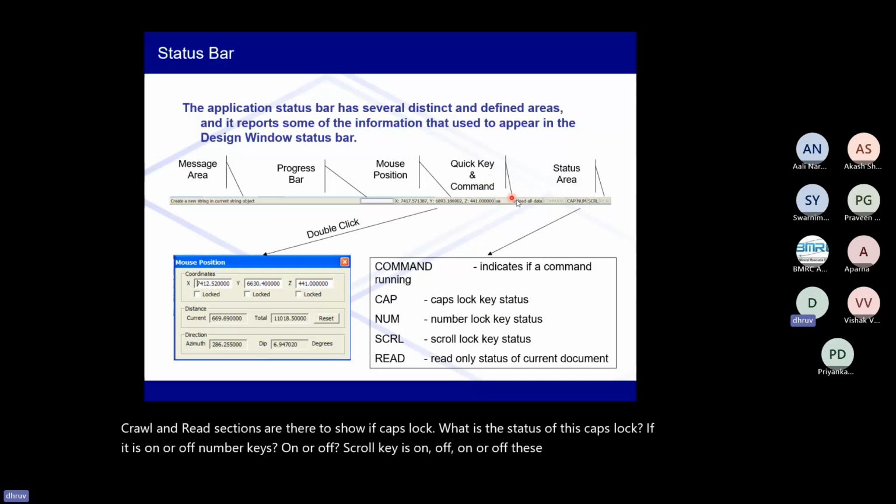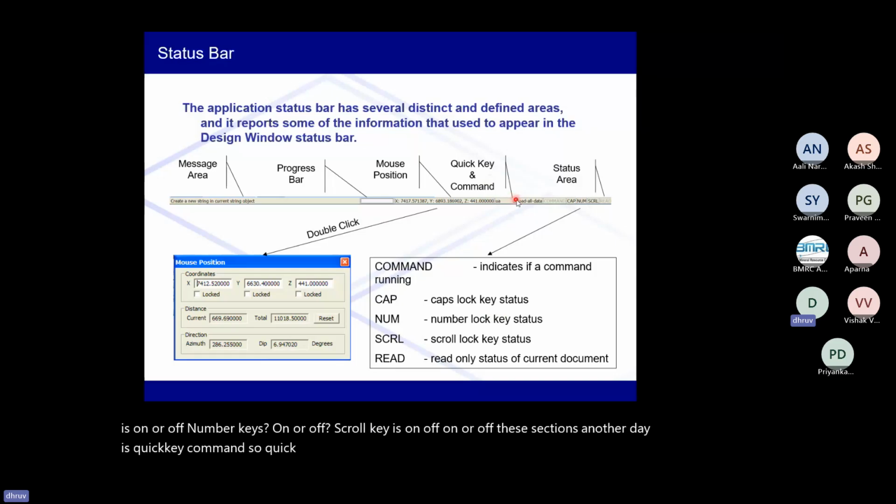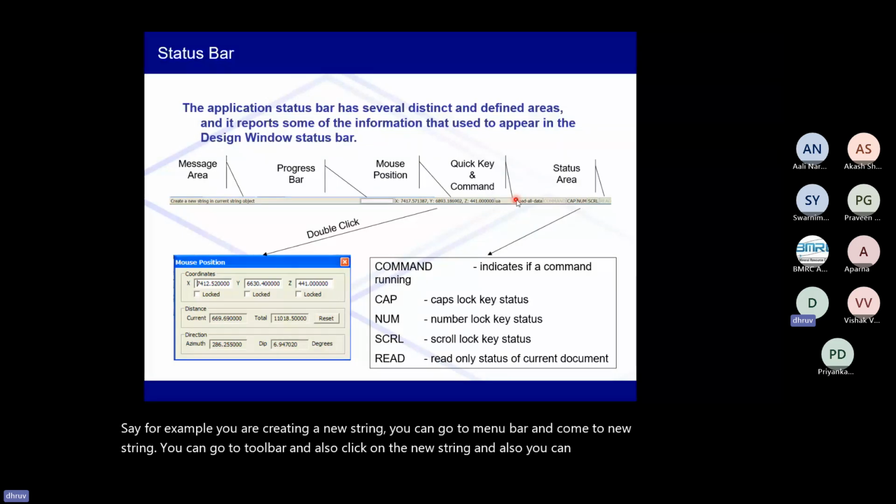Another is the quick key command. Say, for example, you're creating a new string. You can go to the menu bar and come to new string. You can go to the toolbar and click on the new string. And you can also use a shortkey command, which is ns. So these are the multiple methods through which you can do it.